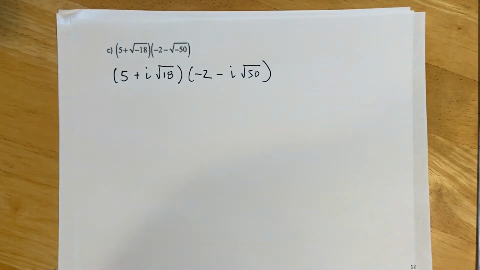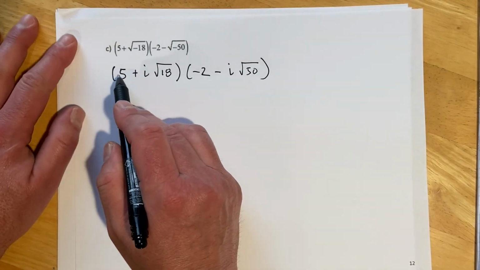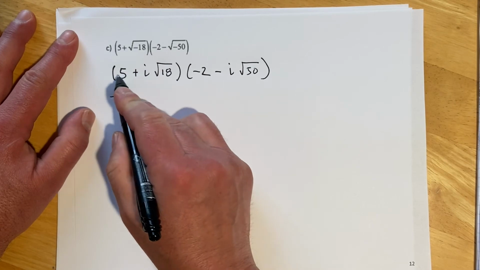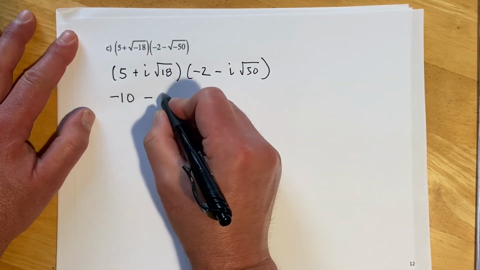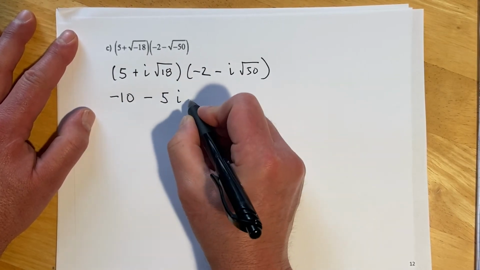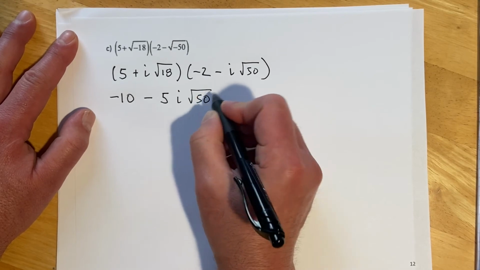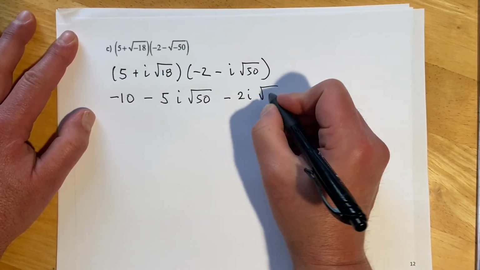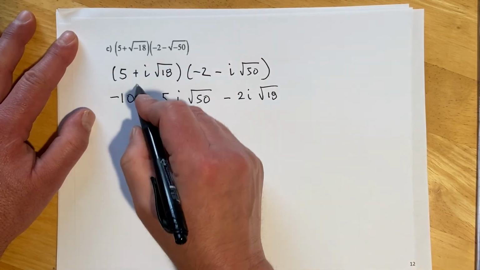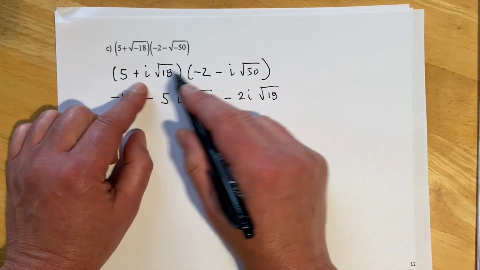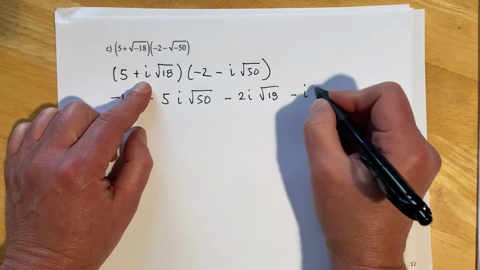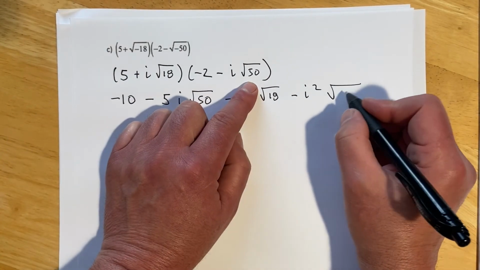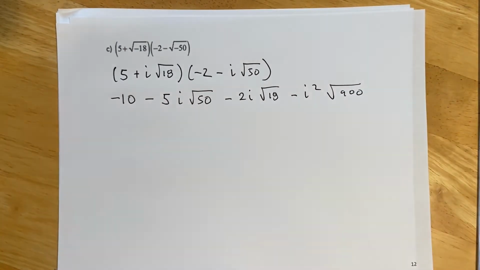But we do need to get that into i notation. So I rewrote it like that. And now I'll do out my FOIL. So I have a negative 2 for negative 10, and on the outside I'm going to get minus 5i root 50. On the inside I'm going to get minus 2i root 18. And then on the last I'll get negative and positive, so negative i squared. And then 18 times 50 is 900, which actually ends up working out pretty good.